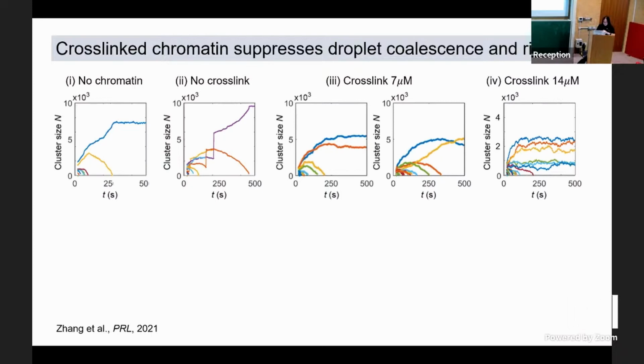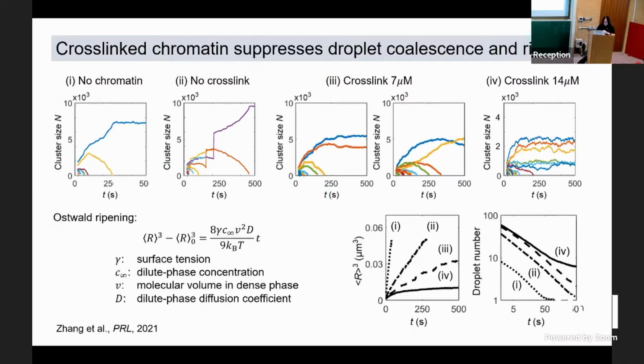Here, for each simulation, we now run multiple times and find the mean behaviors. You can see that when you have no chromatin or no cross-links, the ripening or merging dynamics is essentially a linear relationship, as we were expecting before. As we add cross-links, and as we add more cross-links, it becomes progressively curved downward. So it becomes anomalous.